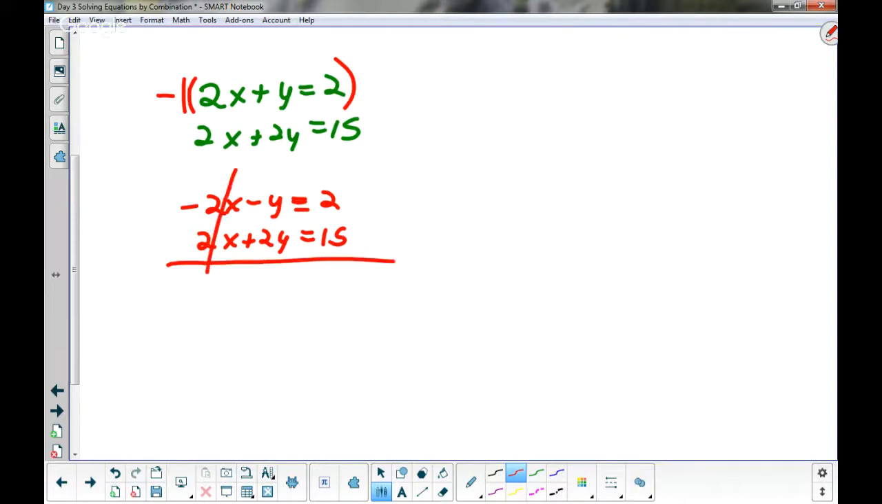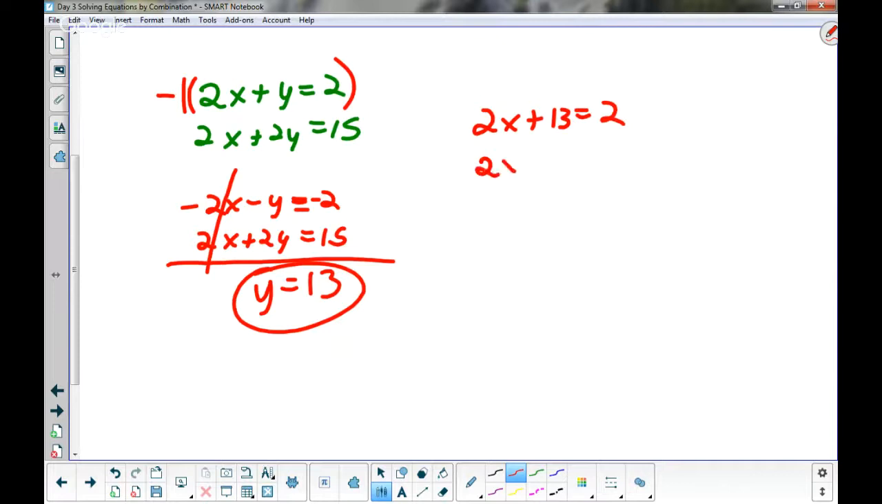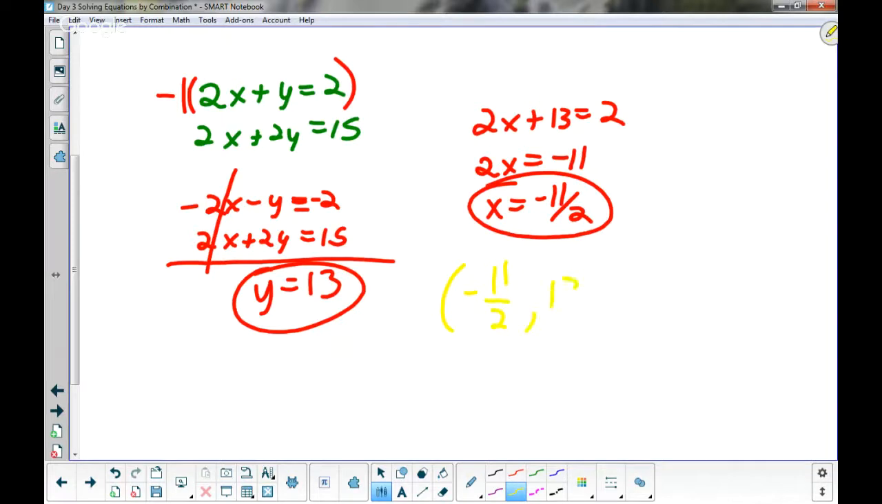You add them together, the x's eliminate. 2y minus y is just y. Negative 2 there. And 15 minus 2 is 13. Y is 13. Now we just solve for x. I'll plug it back into the first one. 2x plus 13 equals 2. 2x equals negative 11. X equals negative 11 over 2. And we still end up with a fraction as an answer, but not as bad to solve. Negative 11 over 2, comma, 13.